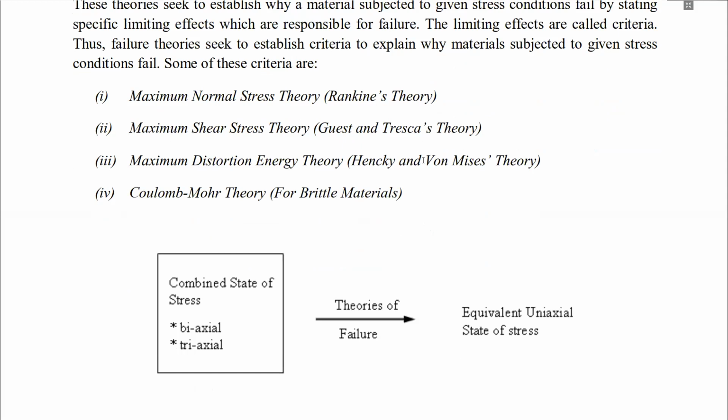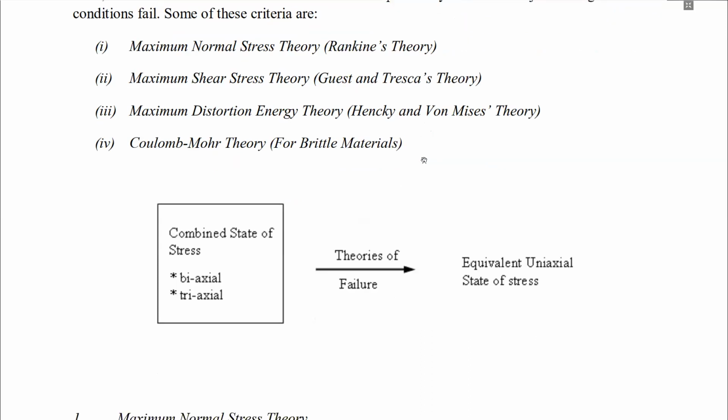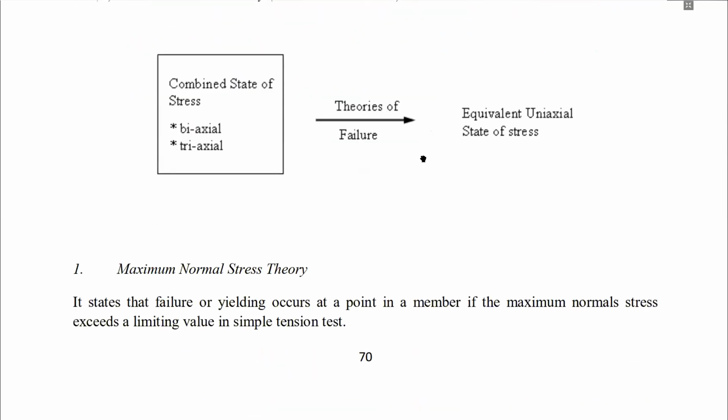Combined state of stress, biaxial and triaxial theories of failure: we have the equivalent uniaxial state of stress. So it's like we combine these biaxial or triaxial stresses, through this theory of failure, and we are able to approximate them to an equivalent uniaxial state of stress to make the solution simple to solve.